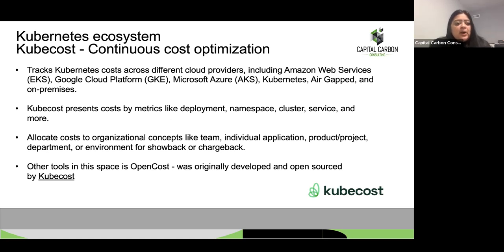The next tool I talk about is KubeCost. It's a continuous cost optimization tool for Kubernetes. It tracks Kubernetes cost across different cloud providers, including Amazon Web Services, Google Cloud Platform, Microsoft Azure, Kubernetes air-gapped, and other on-premise tools. KubeCost presents cost by metrics like deployment, namespaces, clusters, services, and more. Allocate cost to organization concepts like team, individual application, product, project, departments, or environment for showback and chargeback.